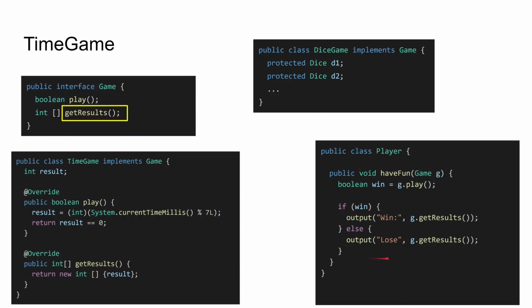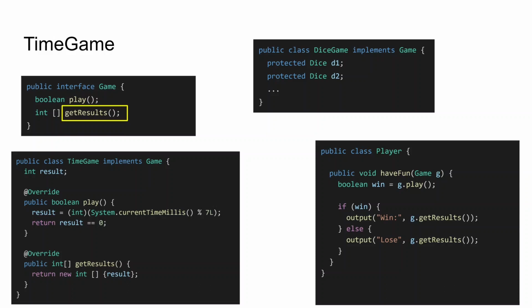If it's a type of dice game variant, the implementation in dice game variant will run. But for the player, all of these objects look the same, so it does not really care that it's a special type of game that is played. It only cares that I can call play, I will get a Boolean value back. I can call get results and I will get an integer array back. So this is the concept of having an interface, of using realization.